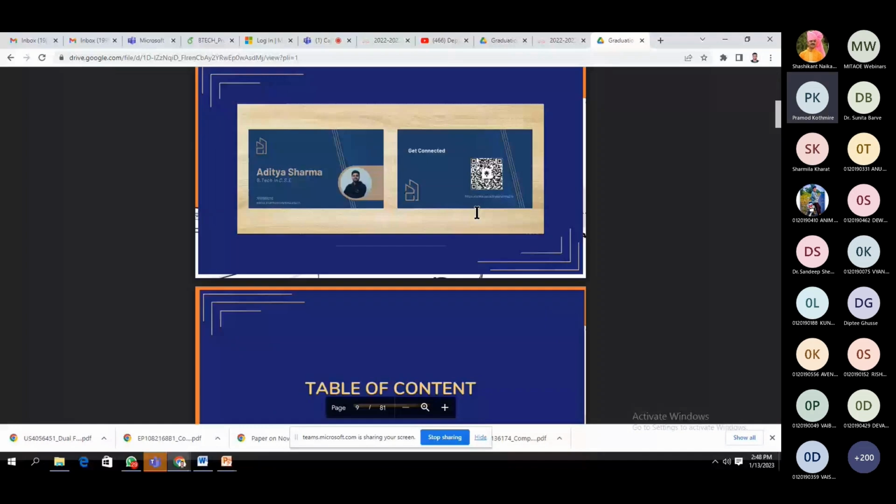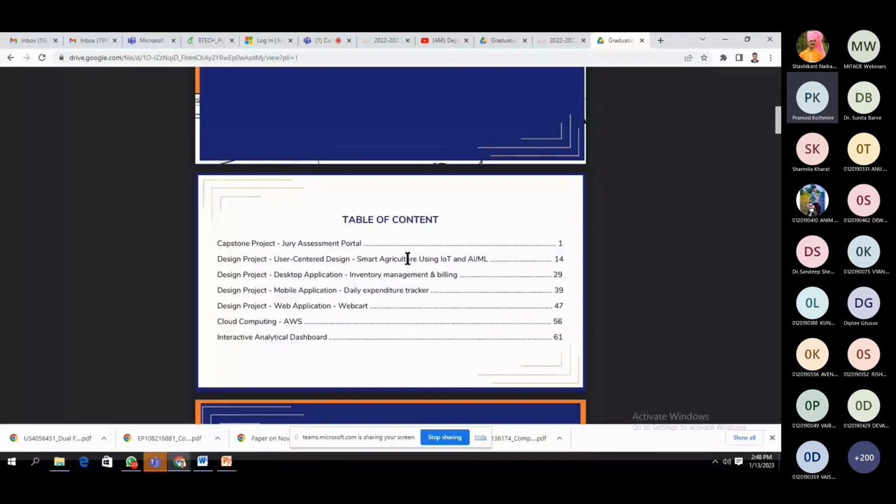If you can see the table of content, he has started with the capstone project with the jury assessment portal, and then later what project he has identified, what methodology, what type of field survey he has done, because his project was smart agriculture using IoT and AIML. So what field survey, what literature survey he has done, he has taken interviews with different users who are actually on the field, and he has presented those surveys in the graduation book in the form of photographs.